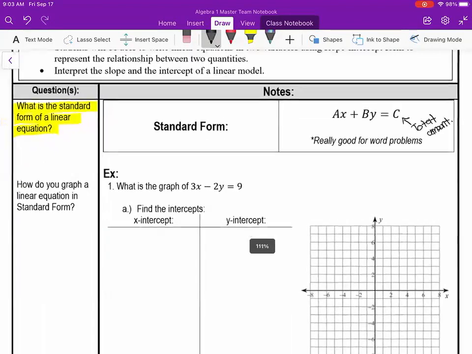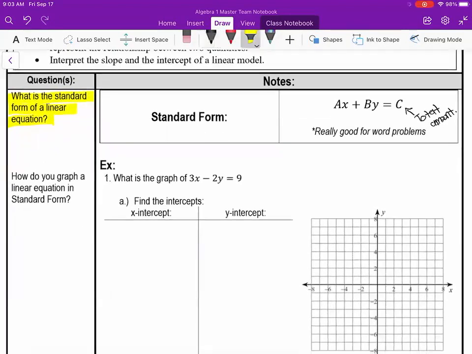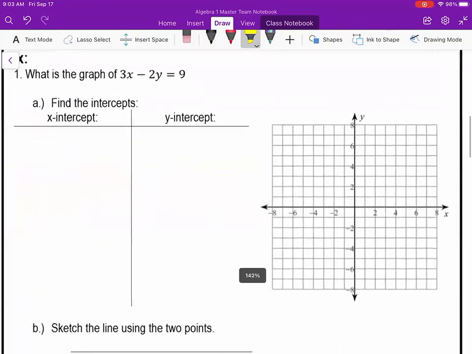So that brings us to the second essential question, which is how do you graph a linear equation in standard form? And this is where it gets really interesting because this skill is going to be one skill that you're going to take for the rest of algebra. Super important, so pay attention.